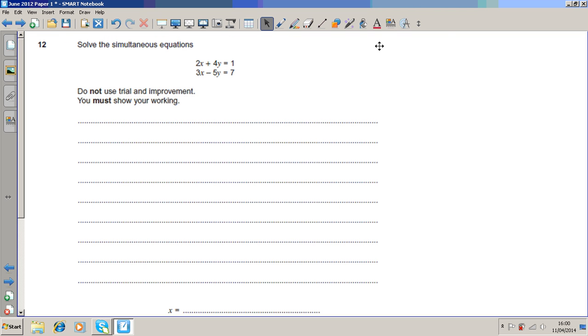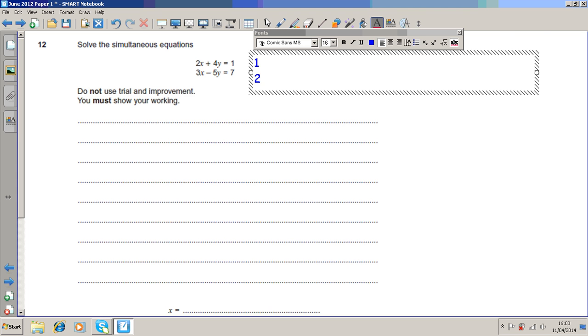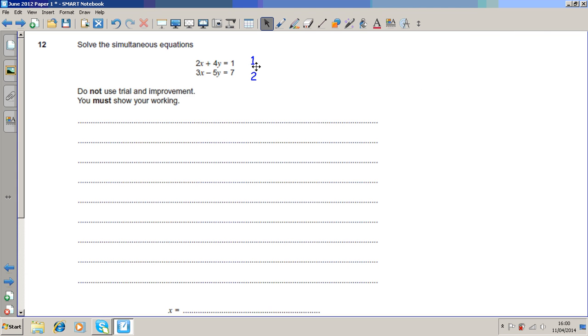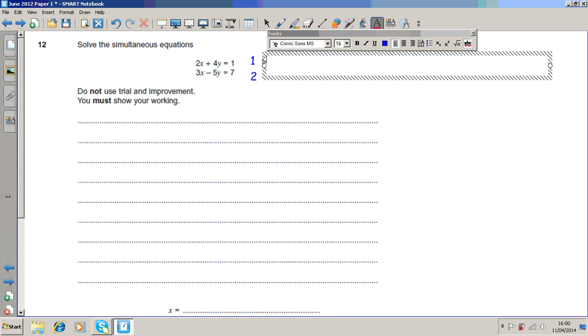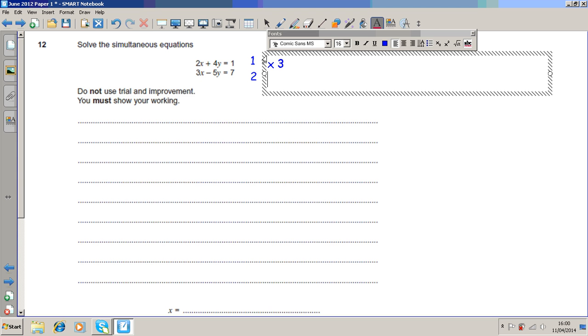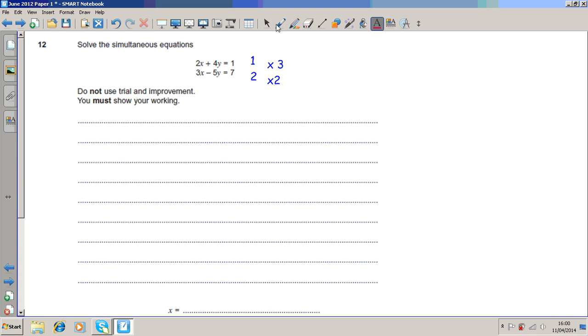Number 12, simultaneous equations. Whoop whoop. So, simultaneous equations, first job, check, are they both linear? Yep, there's no squares or cubes in here. So if they're linear, then we just number them up 1 and 2, and we need to make them have the same amount of one of the variables. So I'm going to times my top one by 3, and my bottom one by 2. So I'm going to do 1 times 3 and 2 times 2.